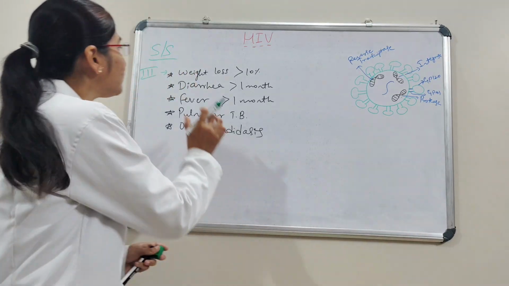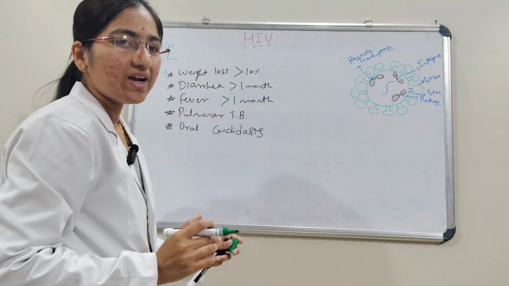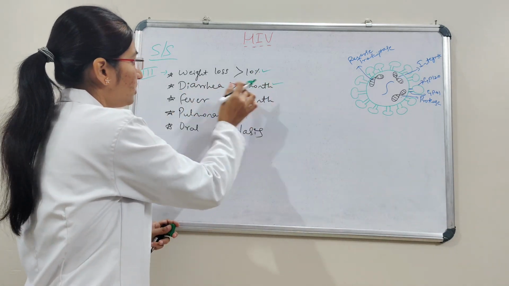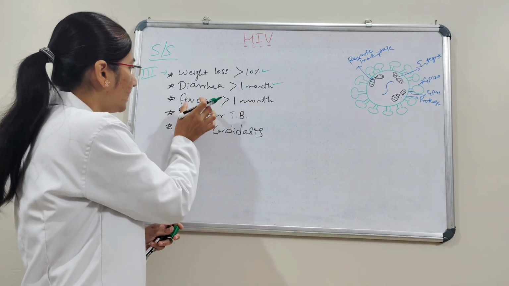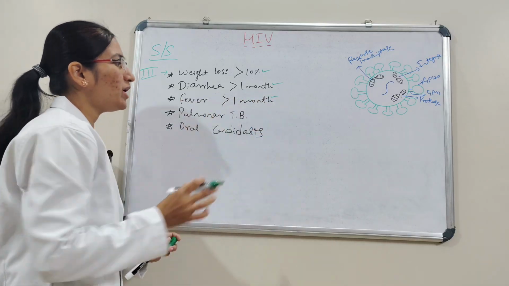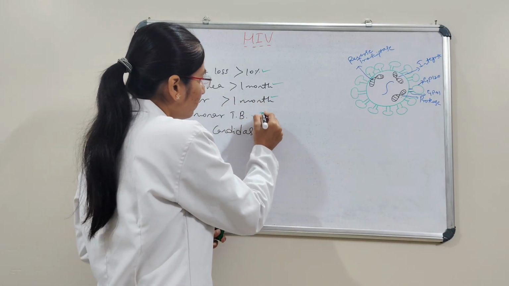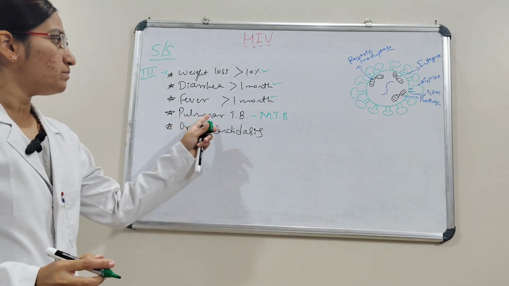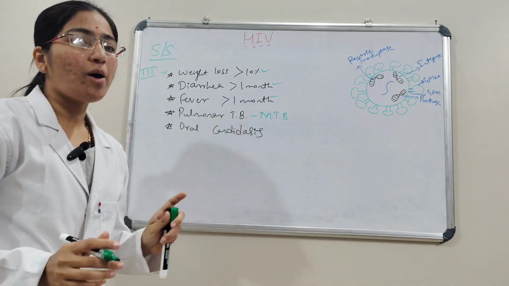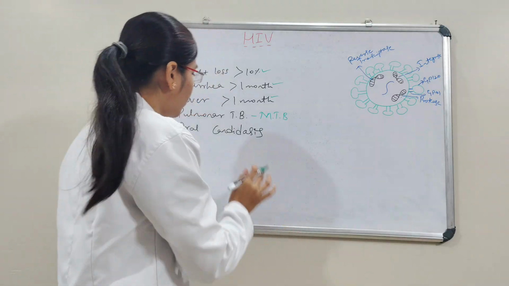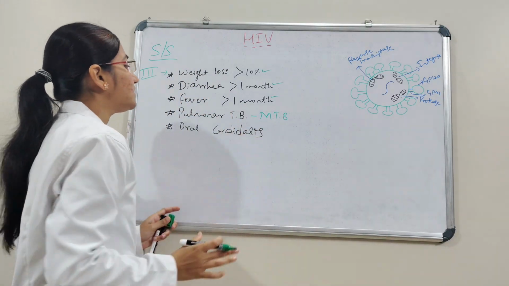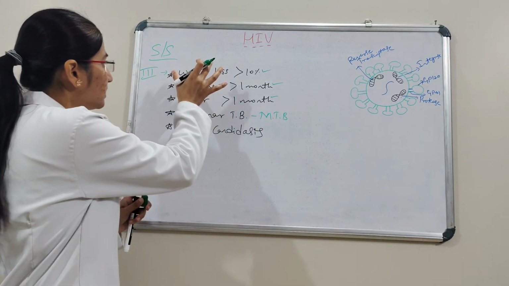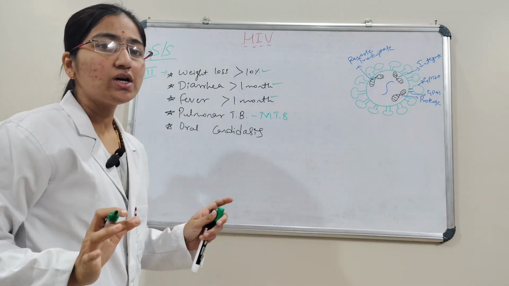We see the signs and symptoms in the third stage: weight loss more than 10%, diarrhea more than 1 month, loose motion more than 1 month, fever more than 1 month, and then pulmonary TB. Here it is caused by Mycobacterium tuberculosis, and pulmonary TB is the most common opportunistic infection, and oral candidiasis is the second most common opportunistic infection. These are the signs and symptoms we can see in the third stage.